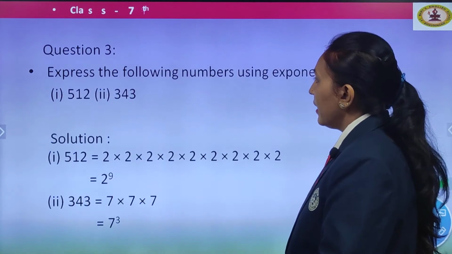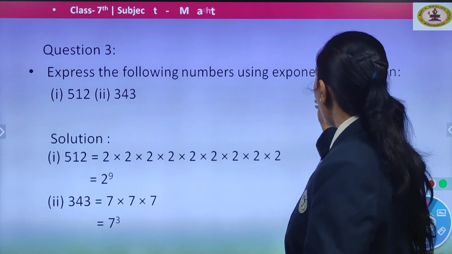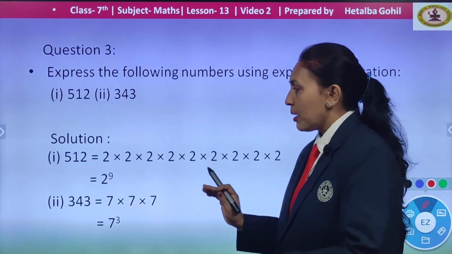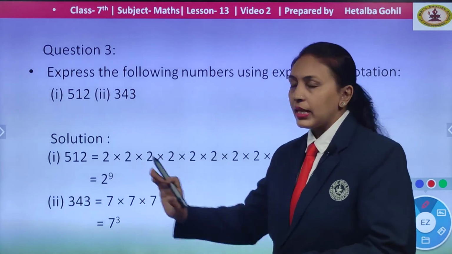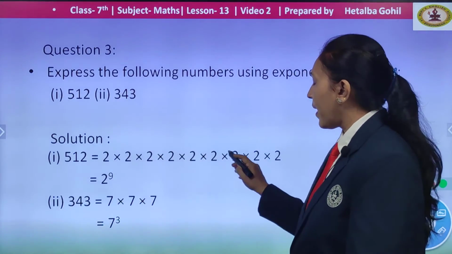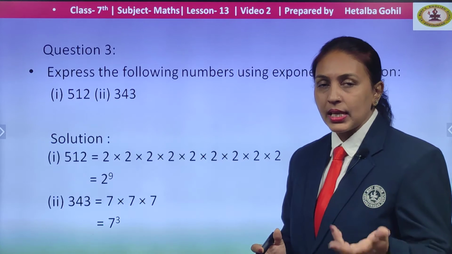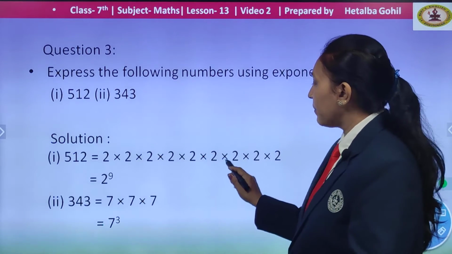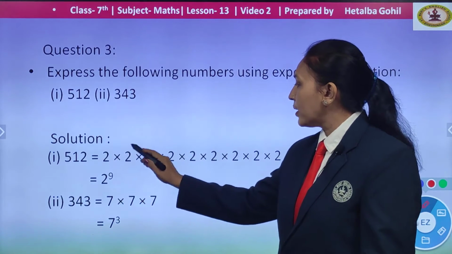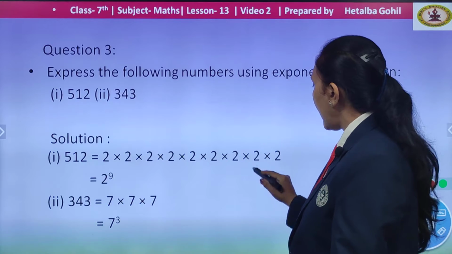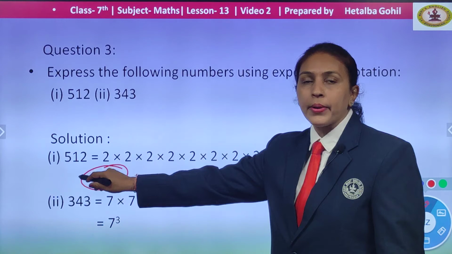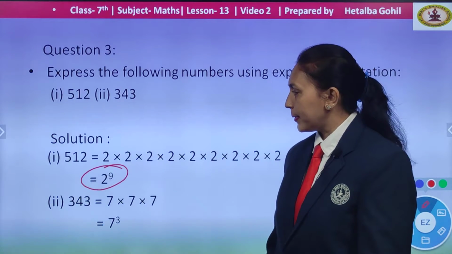Question number 3. Express the following numbers using exponential notation. Same way you have to put it, first we have to find the factors, because here the factors are not given, it is given the number. So 512 we have to find the prime factors of 512. Children, we have learnt in the previous classes how to find the prime factors using division method. So you can see the prime factors of 512, where 2 is multiplied 1, 2, 3, 4, 5, 6, 7, 8 and 9 times. So 2 raised to 9 is the exponential form of the number 512 over here.